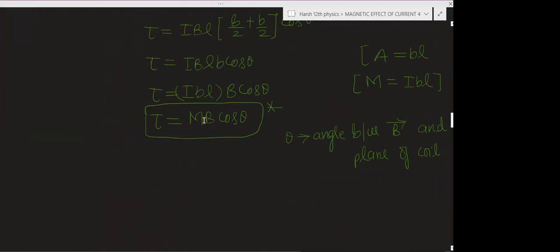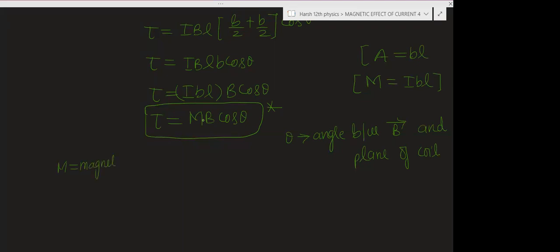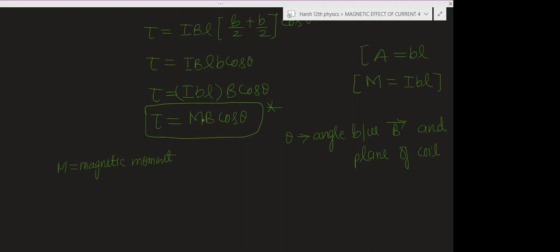What is M? M is the magnetic moment, and B is the magnetic field. Theta is the angle between the magnetic field and the plane of the coil.